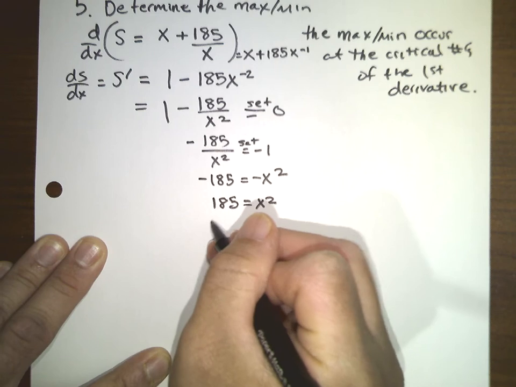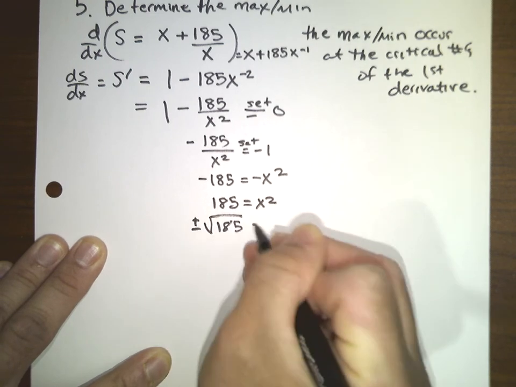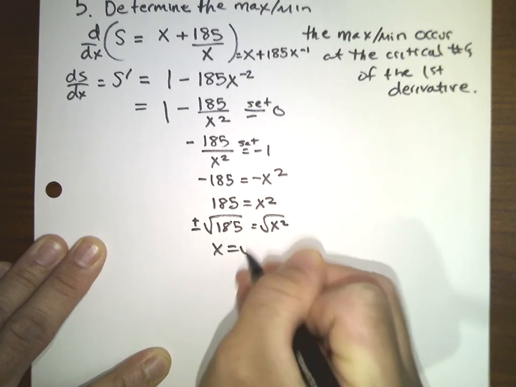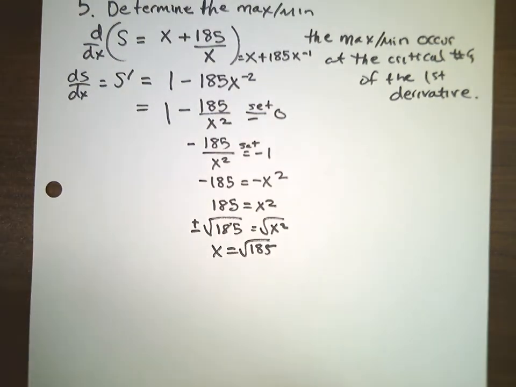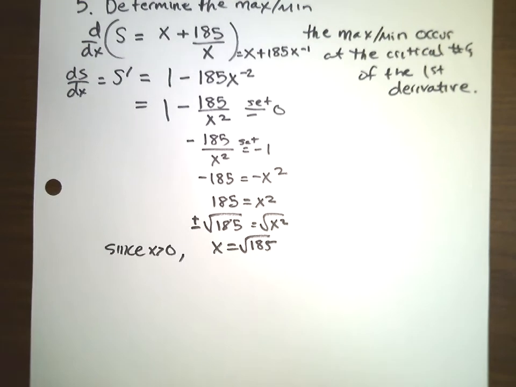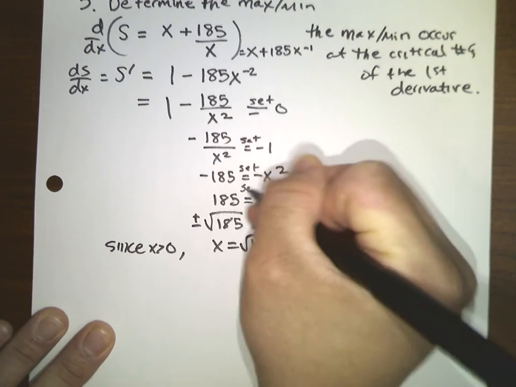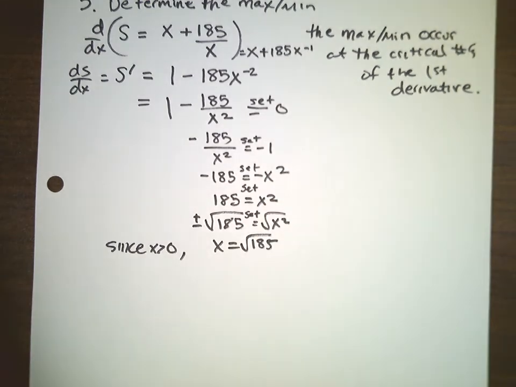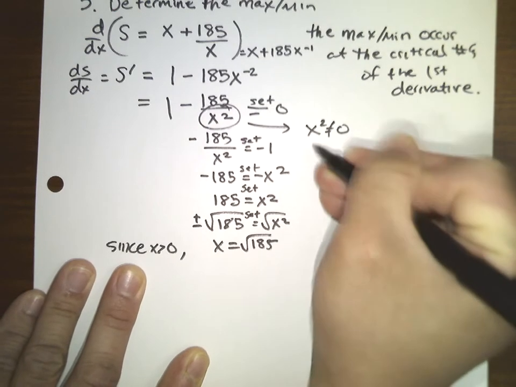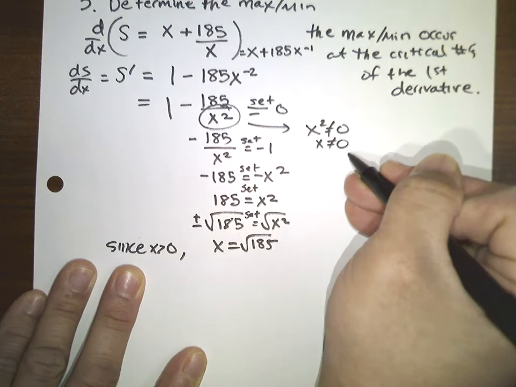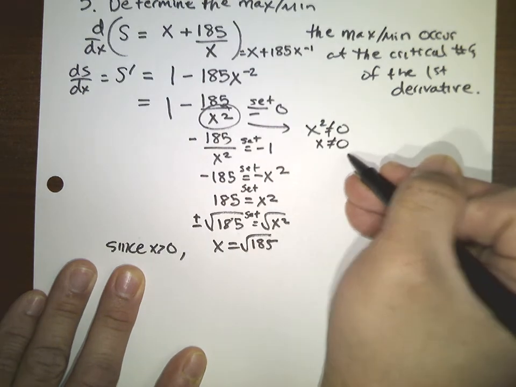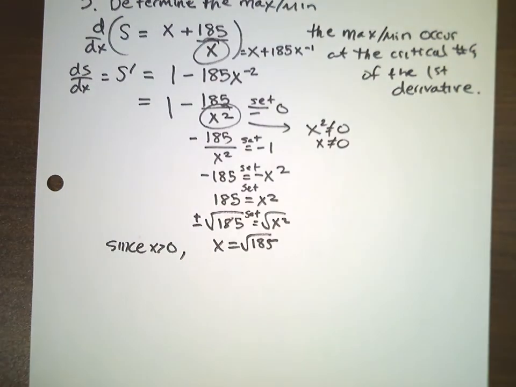Then x is equal to plus or minus the square root of 185. But then I know that x has to be greater than 0. So since x had to be greater than 0, x is just going to be the square root of 185. And by the way, these all should be in set notation, but it's okay. But this is what I get as the critical number. And by the way, the other critical number was x squared cannot equal 0, so x cannot equal 0. But that doesn't really matter anyway, because x had to be greater than 0, and it wasn't in the domain of S of x anyway.